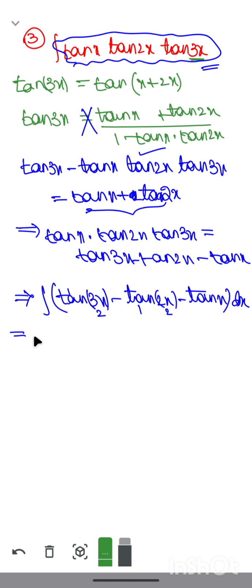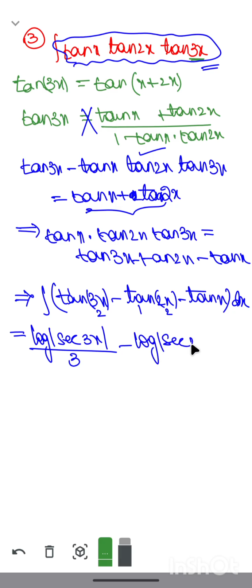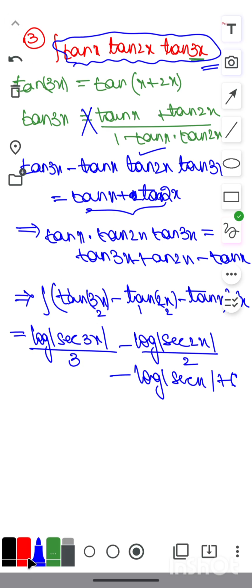What is integration of tan x? Integration of tan x is log of modulus of secant x. So integration of tan 3x is log of modulus of secant 3x whole divided by 3, minus integration of tan 2x, which is log of modulus of secant 2x whole divided by 2, minus integration of tan x, which is log of modulus of secant x, plus c. We have done with the required solution. Hope you have understood. Moving to the next question.